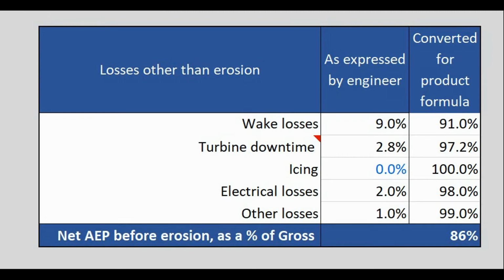So far, we've been talking about gross AEP. Now, let's talk about most of the line items that separate gross AEP from net AEP. And these are the losses. Note that these are multiplicative losses. So if I take our engineer's number and we just say 1 minus that for each of them, at the end, the product shows what we have left. That's before erosion.